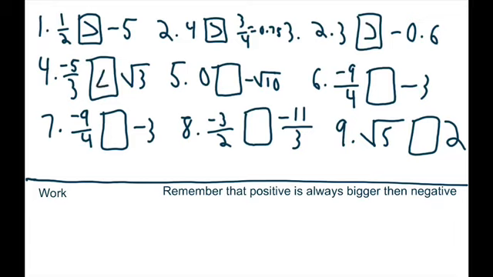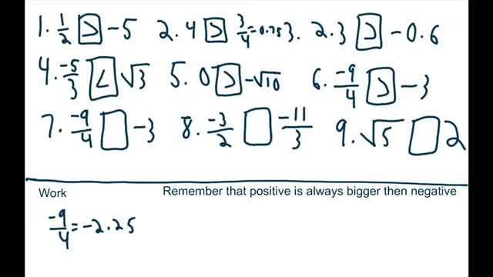Square root 3, because positive is always bigger. 0, because the negative is on the outside, so it will be a negative something. Negative 9/4 would be negative 2.5. So negative 9/4 would be bigger.